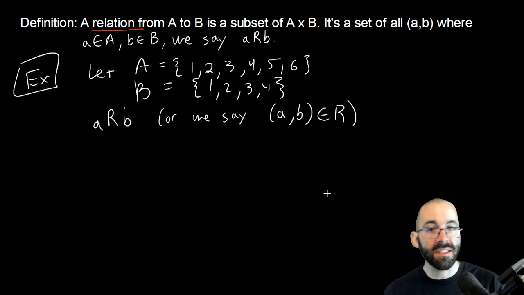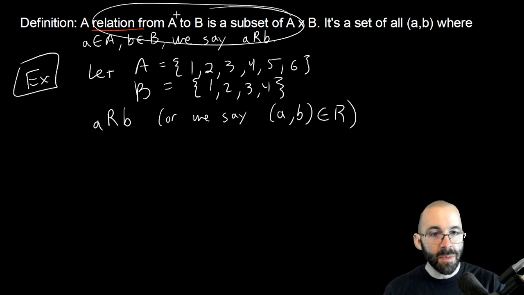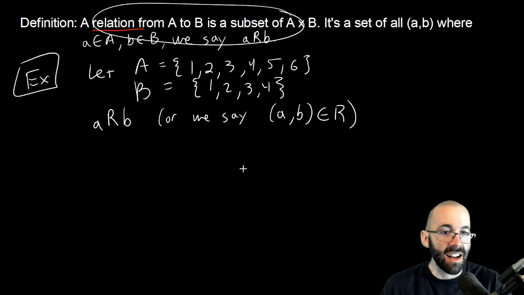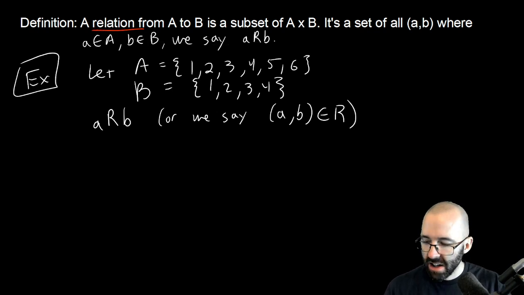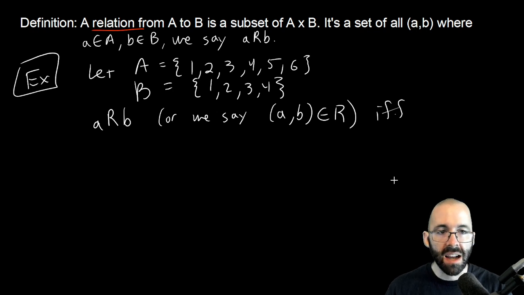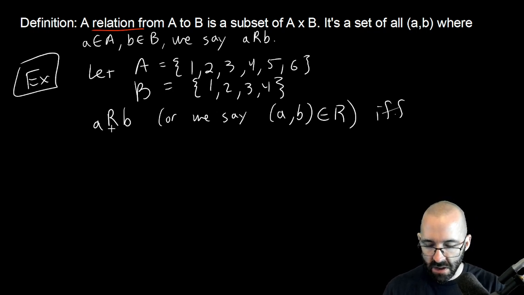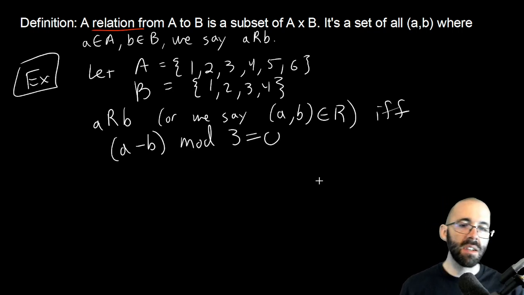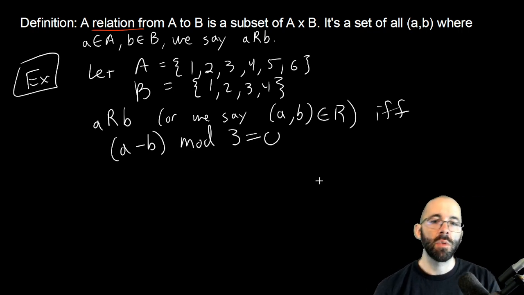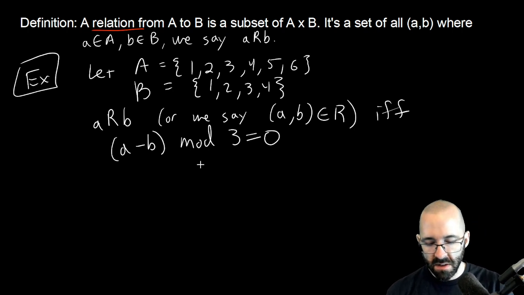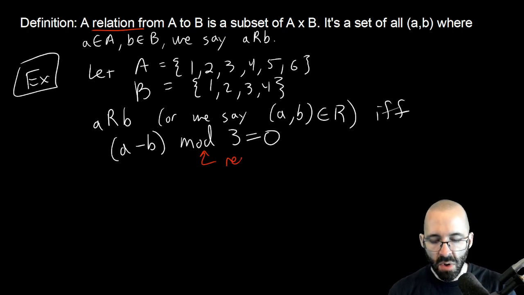Remember, the relation is a subset, which means the relation is a set and can have elements. So a is related to b if and only if, that's what IFF means, if and only if, (a minus b) mod 3 is equal to 0. Remember, the modulus operator is just remainder.